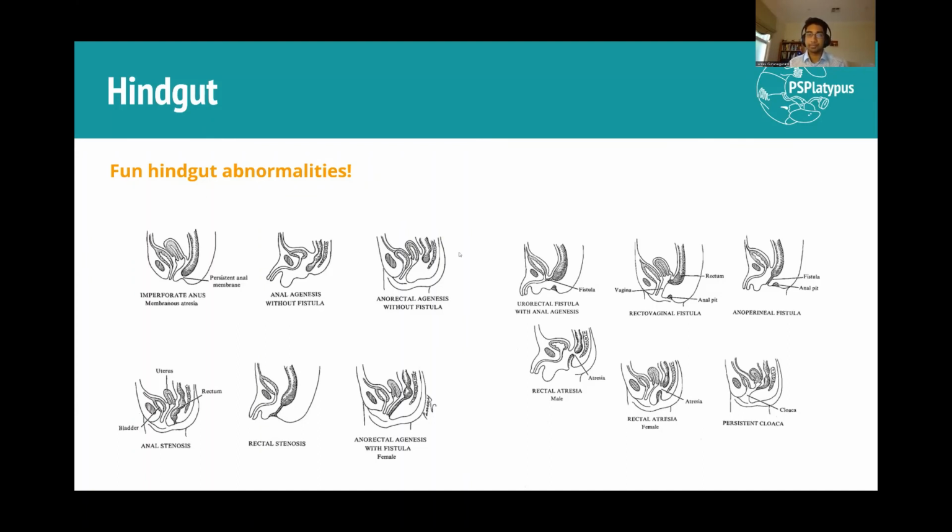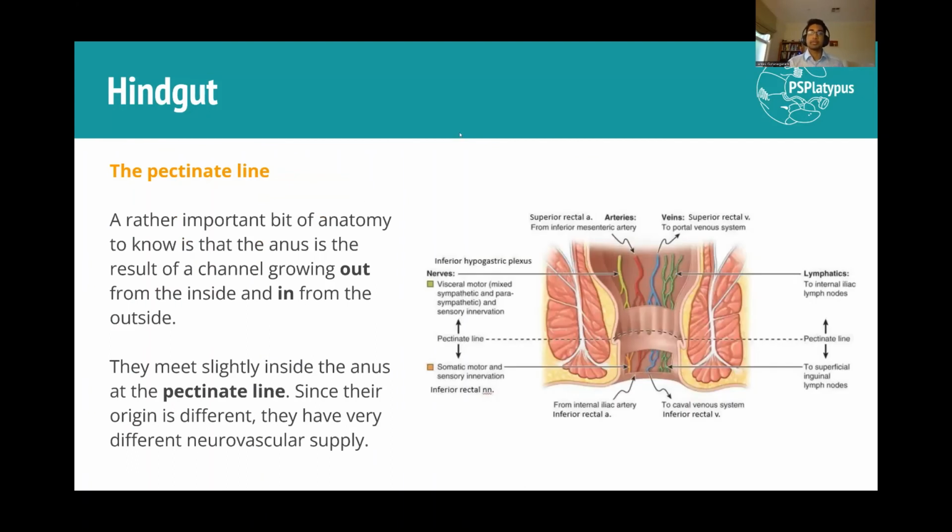Okay, so the pectinate line, this is what we were talking about. You can imagine the outside tissue starts growing inwards and the inside tissue, the gut tube, continues growing outwards. The bit where they meet is called the pectinate line. Because they come from completely different locations, the outside being the exterior of the embryo and the inside being the developing gut tube, the nervous supply and the vascular supply are going to be completely different between the two, and that becomes quite important.